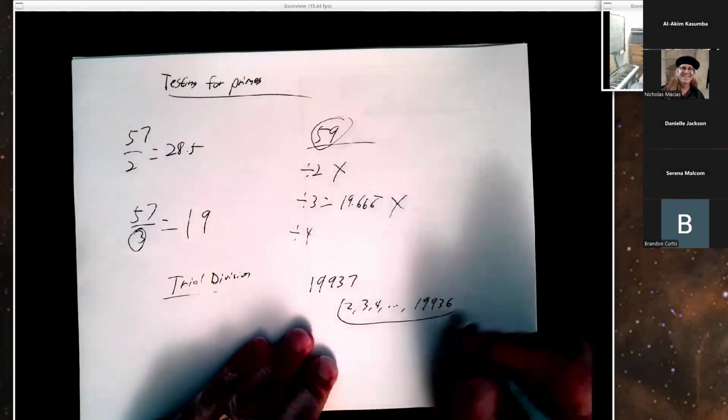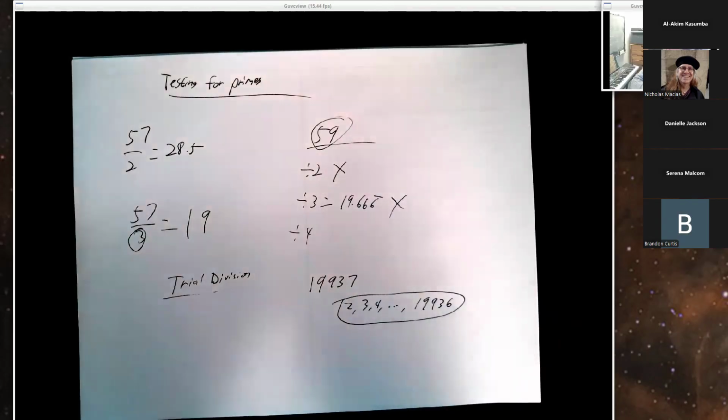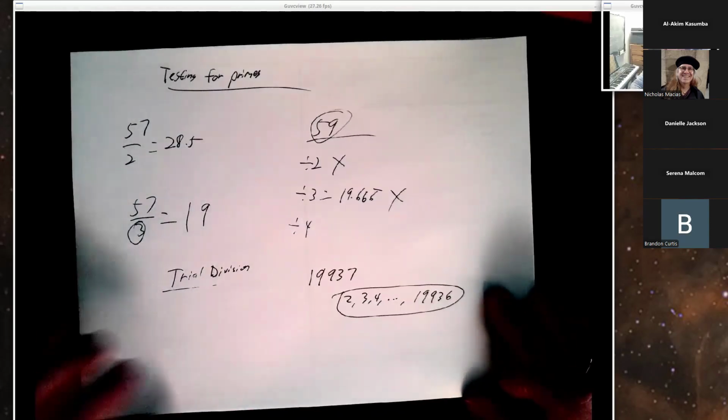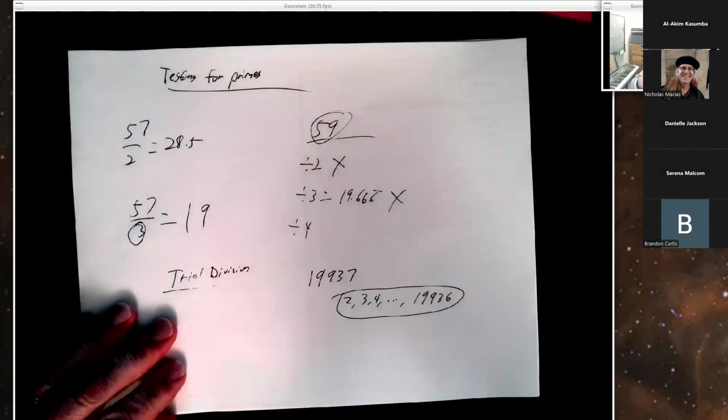Certainly, if I try dividing by each of these and none of them divide it, right? So that would be all the numbers up to itself minus 1. Someone said up to its square root, right? So this is a big time saver. I only have to go up to the square root of the number.